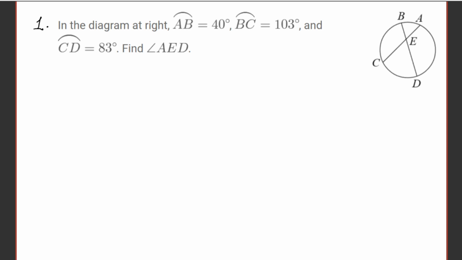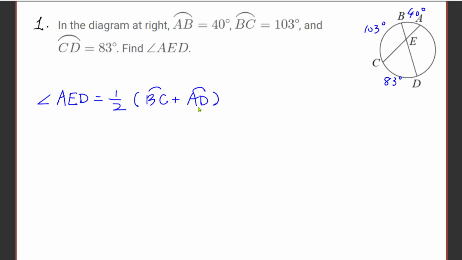Okay, first question. In the diagram shown at right, arc AB is 40 degrees, arc CD is 103 degrees, and arc CD is 83 degrees. Find angle AED. First of all, we know that angle AED can be expressed as half of the sum of arc BC plus arc AD, right? We already know arc BC. So first of all, we need to find arc AD, right?